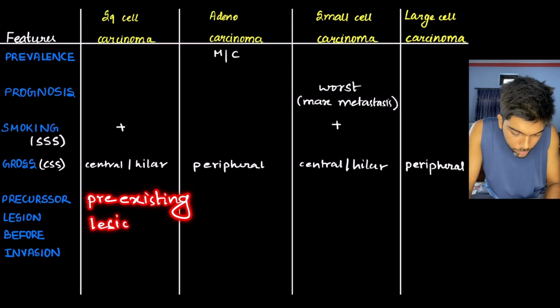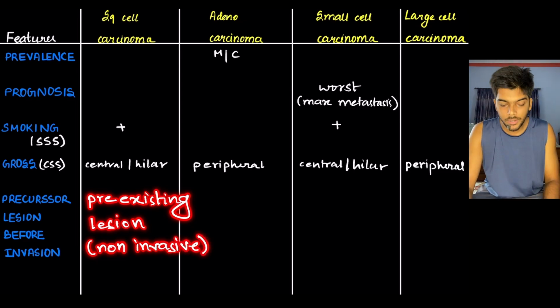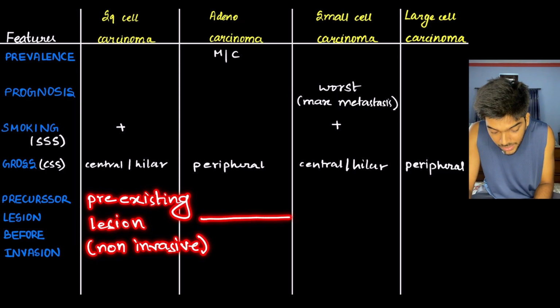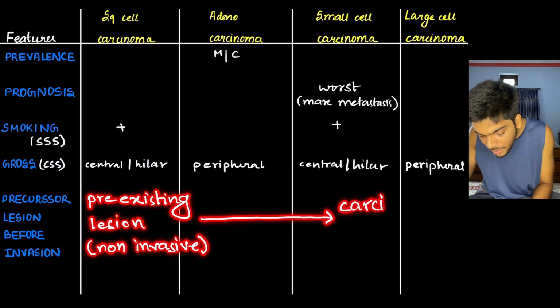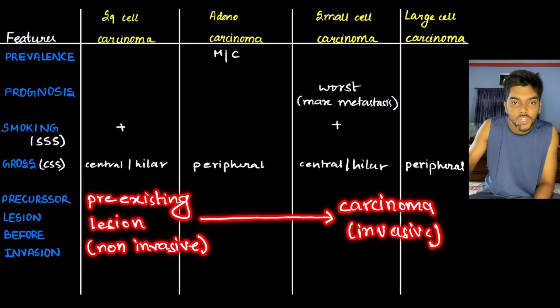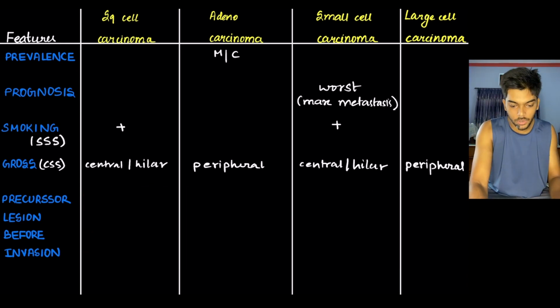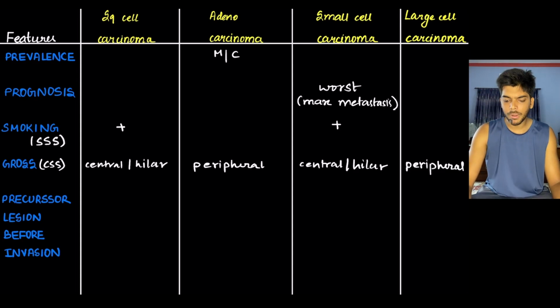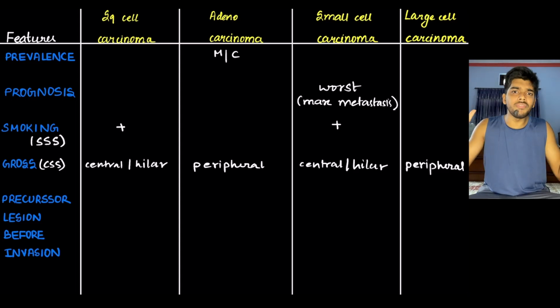Within the lung there was a pre-existing lesion which was non-invasive, and this pre-invasive lesion eventually converted into carcinoma which is invasive. So now you need to know, for each individual carcinoma, what the pre-existing non-invasive lesions are. For example, squamous cell carcinoma. Again, use a little bit of concept, no need to mug everything up.